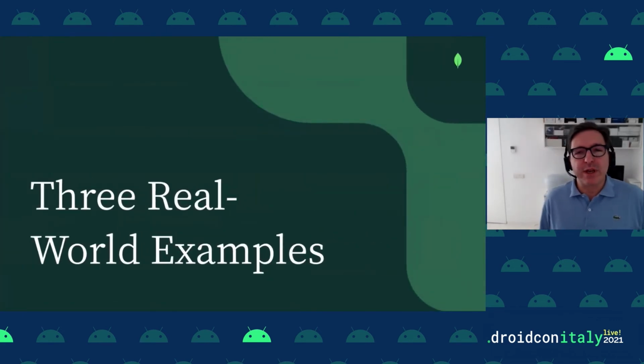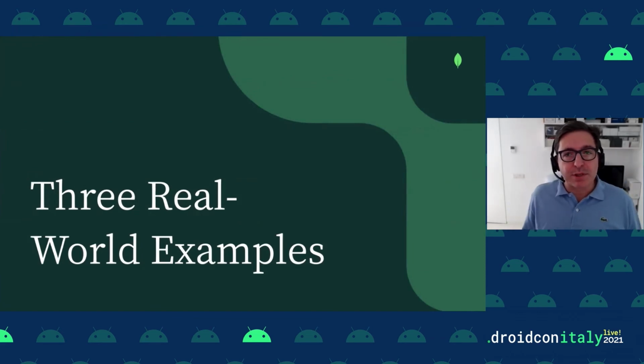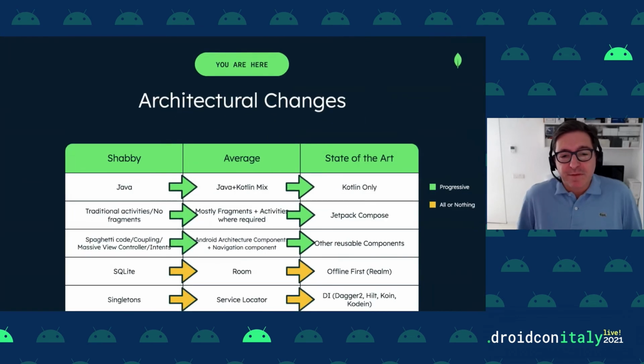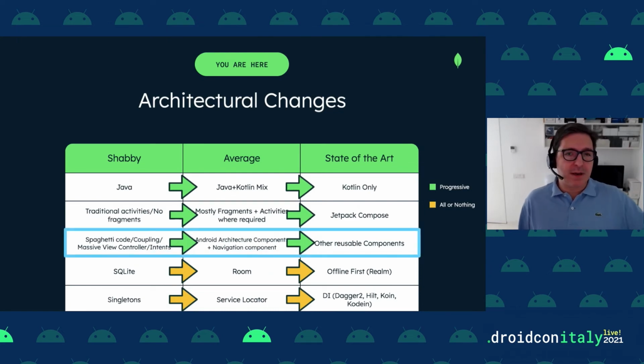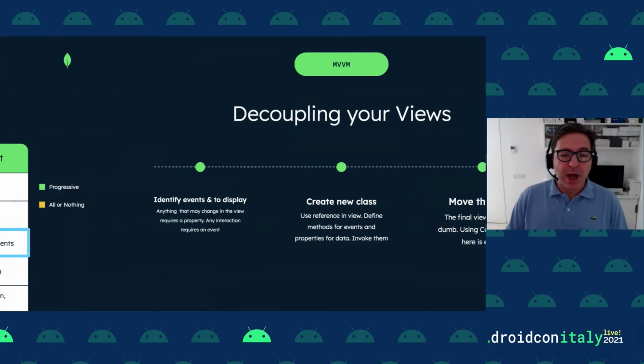So let's go through the 3 examples that I wanted to mention briefly. And these are 3 real-world examples and are based on the table that I mentioned before. The first one is that I want to introduce the architectural changes that I was mentioning before. So I want to go from the worst situation, which is having the spaghetti code with everything coupled, everything happening in a massive view controller, having intents, and I want to move on to at least architecture components and hopefully onto using Jetpack Compose later on. So how do I do that?